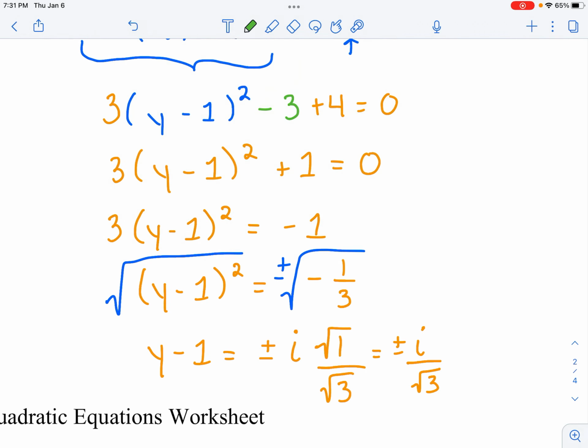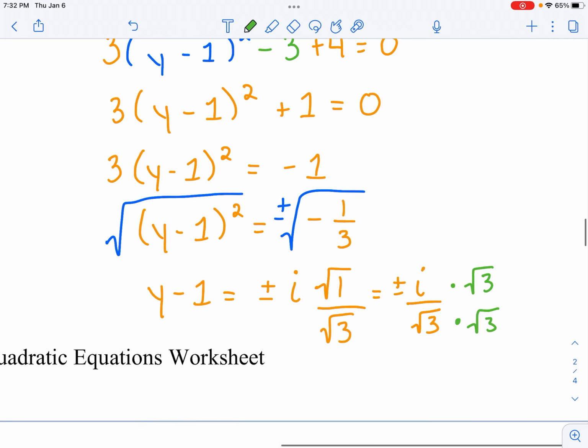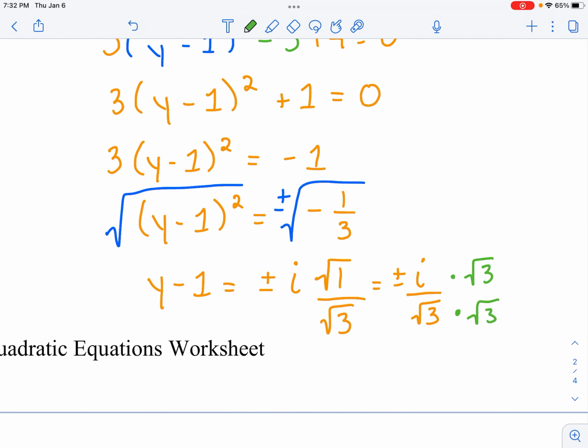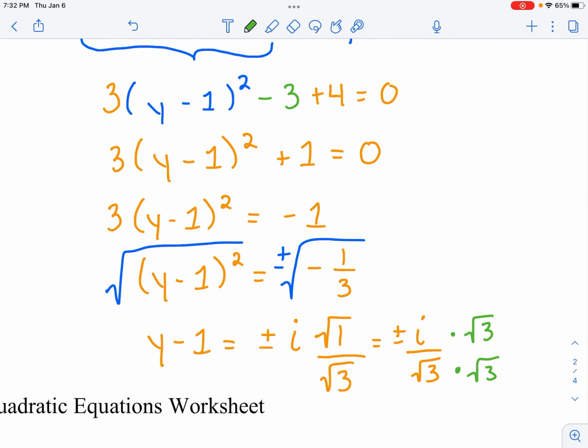And we can't leave a square root in the bottom of a fraction. So let's fix that right away. Now I'm kind of out of space here. Let's see, we're going to go up and over. So I've got y minus 1 equals plus or minus, whoops, I forgot the i, root 3 over 3.